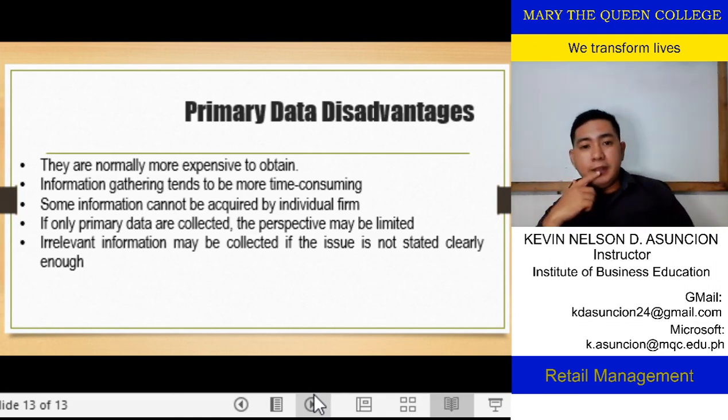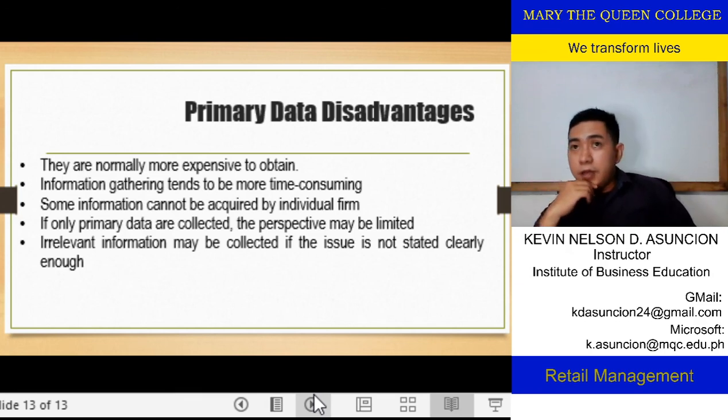Okay, for primary data disadvantage naman, they are normally more expensive because you need to put up your own instrument, the methods, the methodology of your research. It's time consuming. And information is sensitive because of the data privacy law. Some information cannot be acquired by an individual firm. Mahirap minsan. If only primary data are collected, the perspective may be limited. Specific lang kasi yung gustong malaman. So relevant information may be missed if the issue is not stated clearly enough.